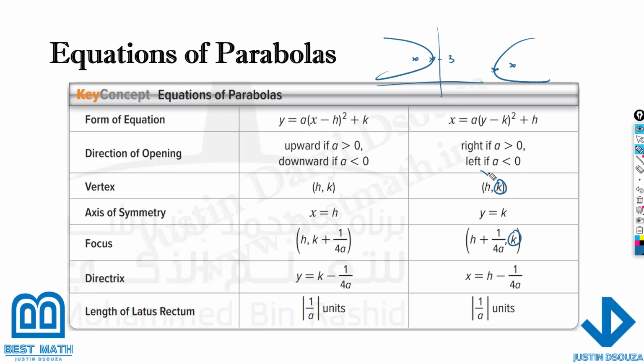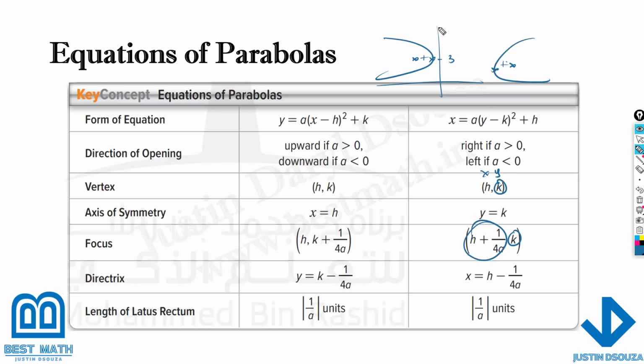K is the y, right? X and y. The k value remains the same for the vertex and the focus, whereas for the x-axis, because it's inside, you add it up. See, it's h plus 1 by 4a. Over here it was k plus 1 by 4a.